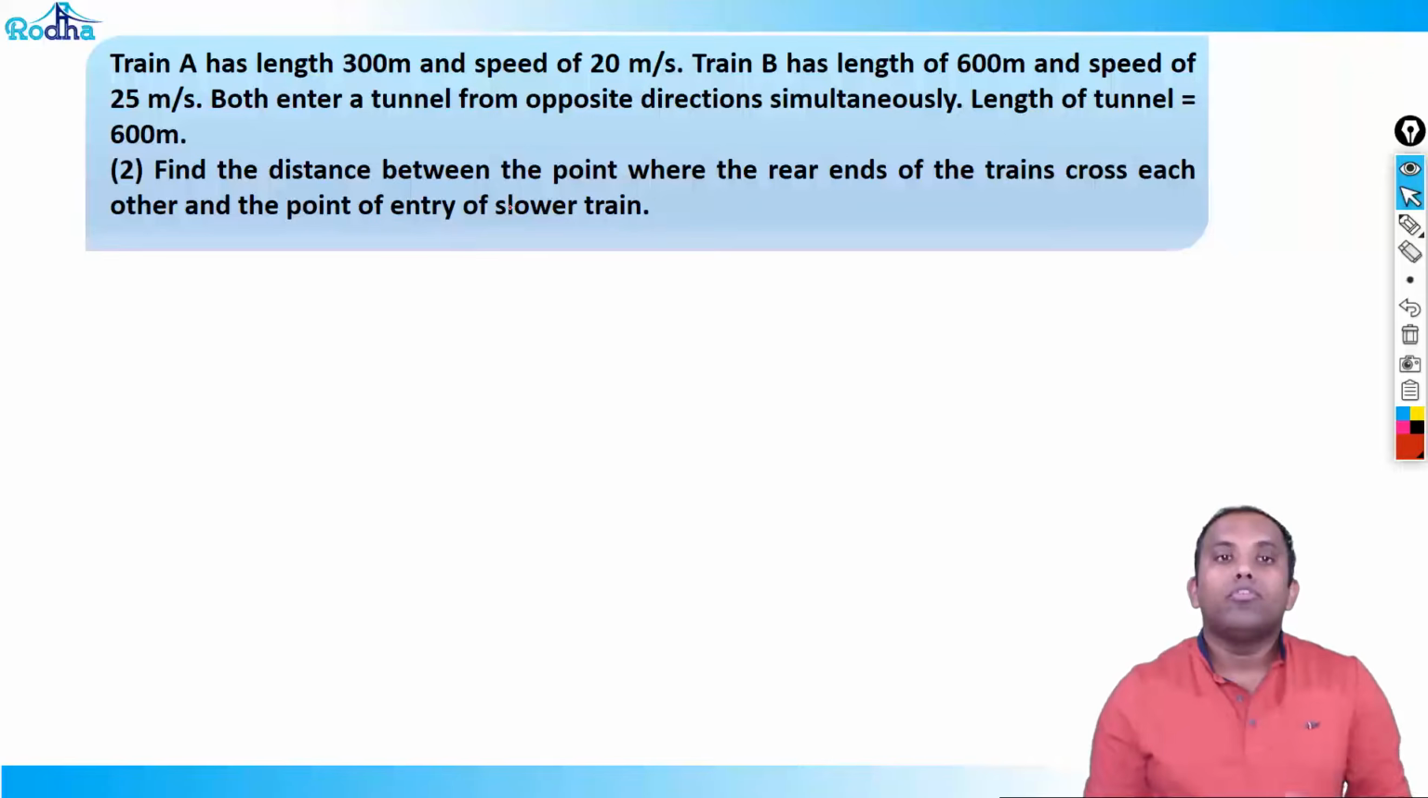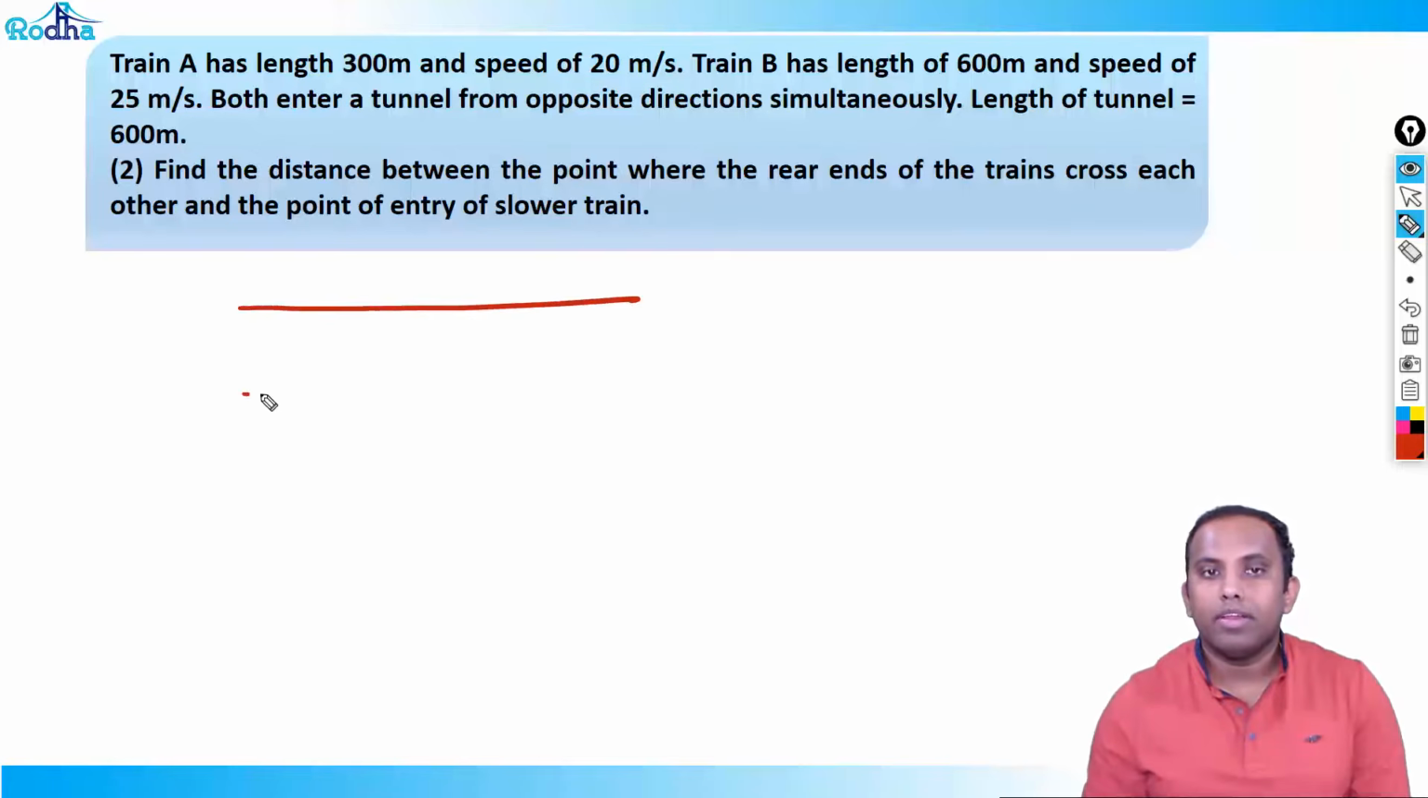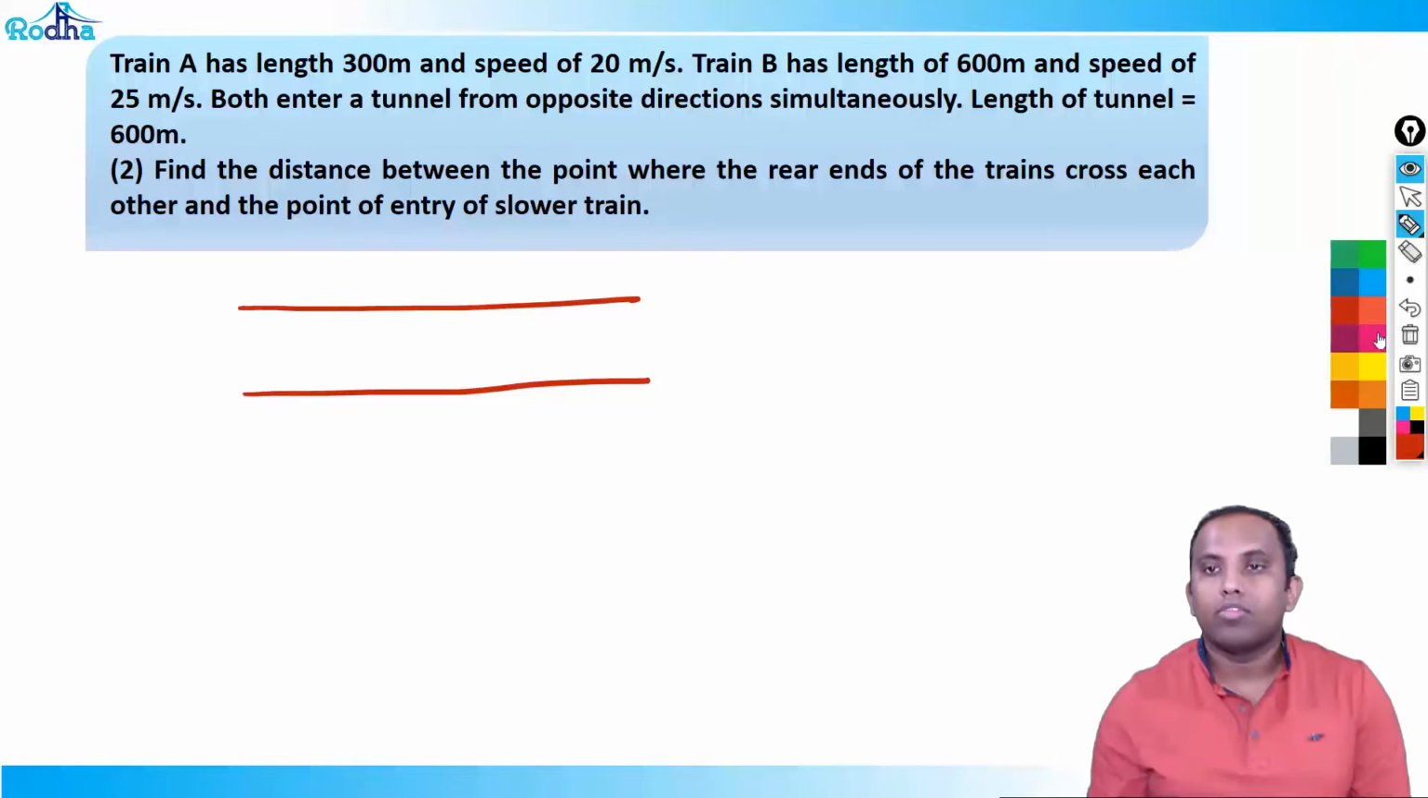So the second question is, find the distance between the point where the rear ends of the trains cross each other and the point of entry of the slower train. Okay, the point of entry of the slower train. See here, this is the tunnel. This is the slower train.